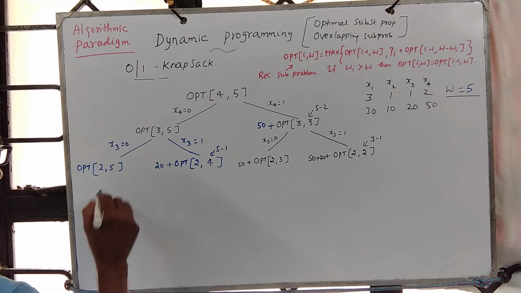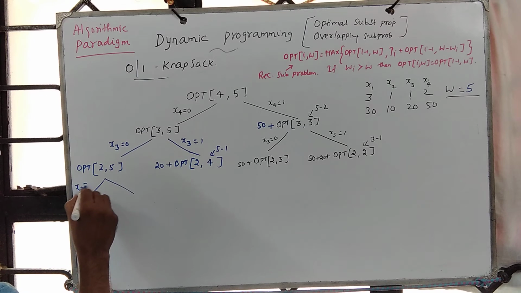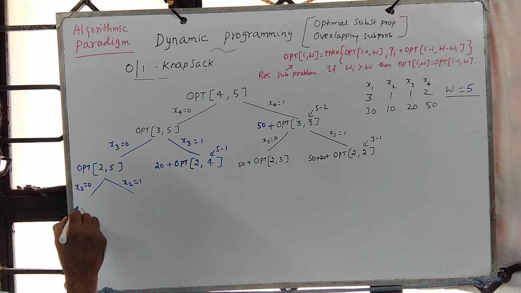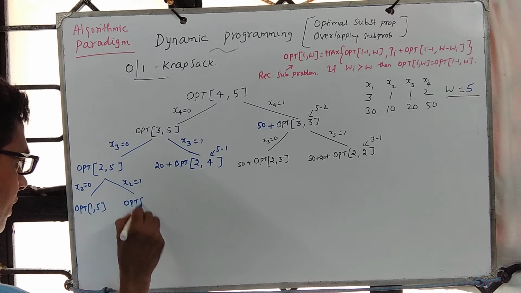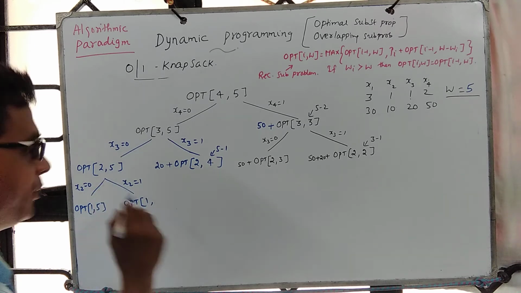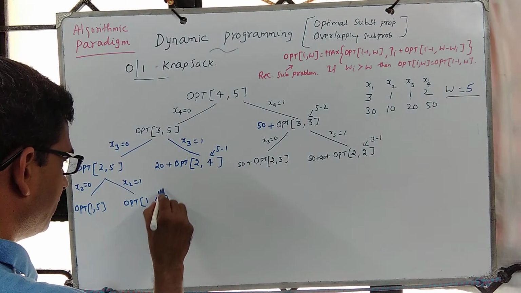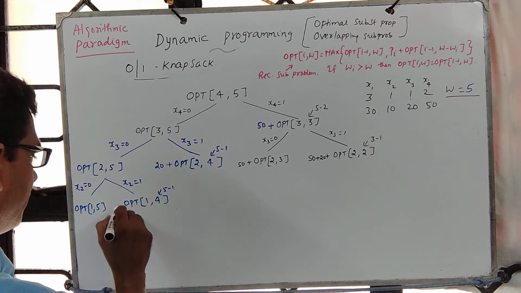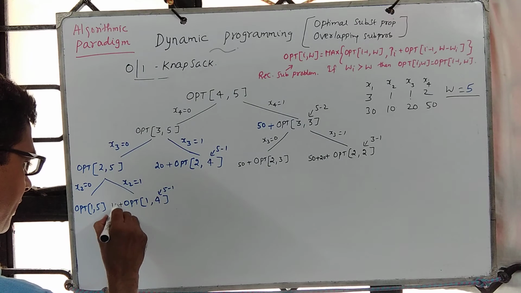So at the next level, if you go down, then we check x2 equals 0 and x2 equals 1, and so this will be opt of 1 comma 5, and this will be opt of 1 comma, we are including the second object, its weight will be subtracted, so this is 5 minus 1. So if x2 is included, we get some profit. What is that? That profit is 10, so we get 10 plus something.